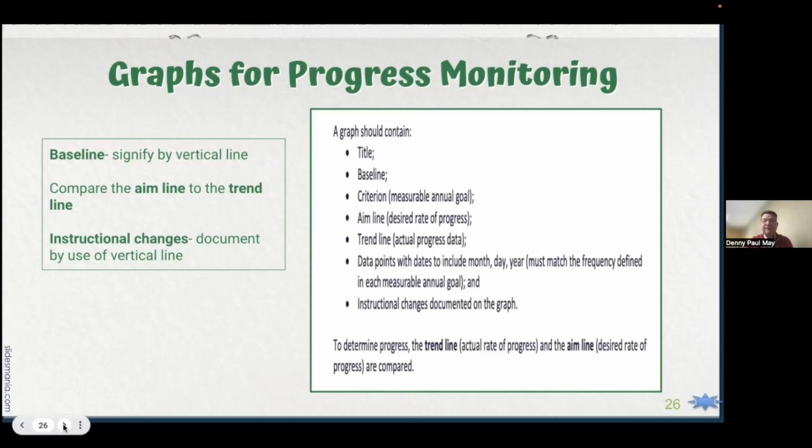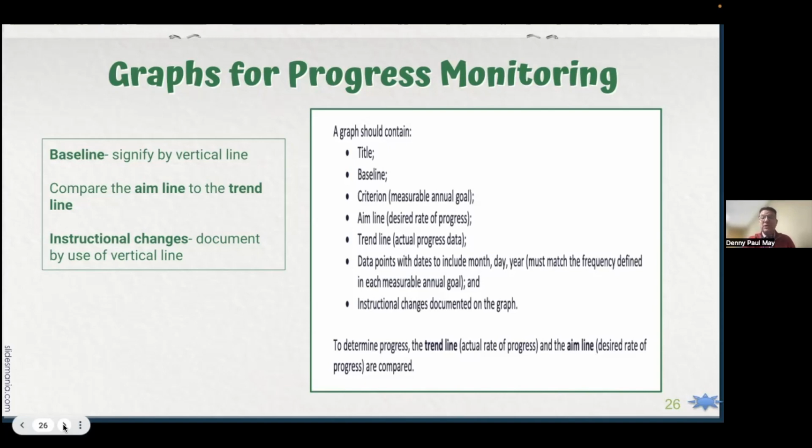Data points with dates to include the month, day, year, and they must match the frequency defined in each measurable goal. So when you write a measurable goal, you'll say you're going to take data weekly. You're going to take data every 2 days or every 4 days. You're going to take it 3 times a month. So anytime we send a progress report home, we should be sending a corresponding visual representation with a graph that has all this information on it. And so that frequency matches.